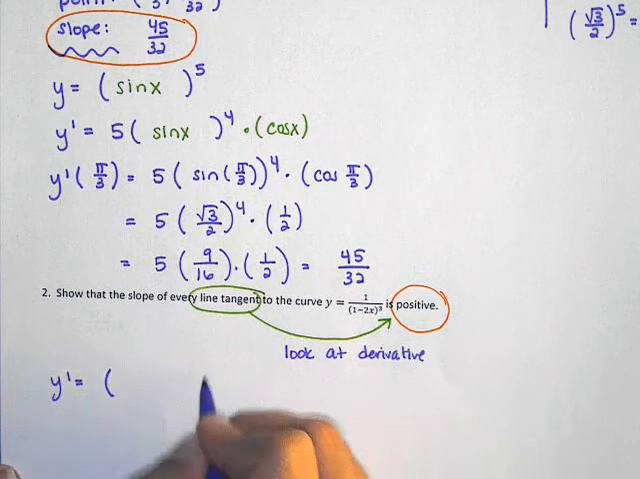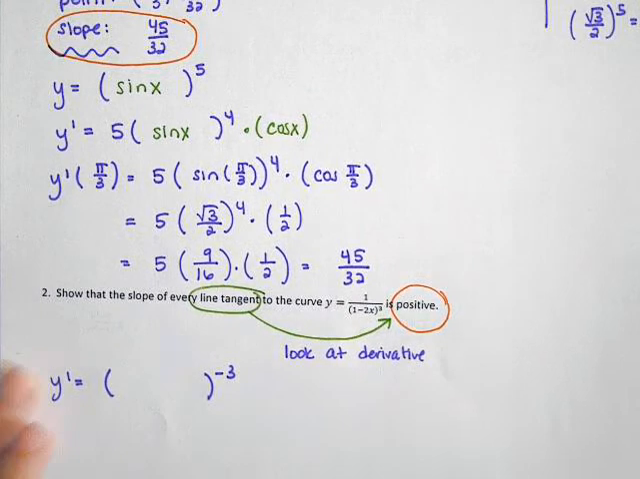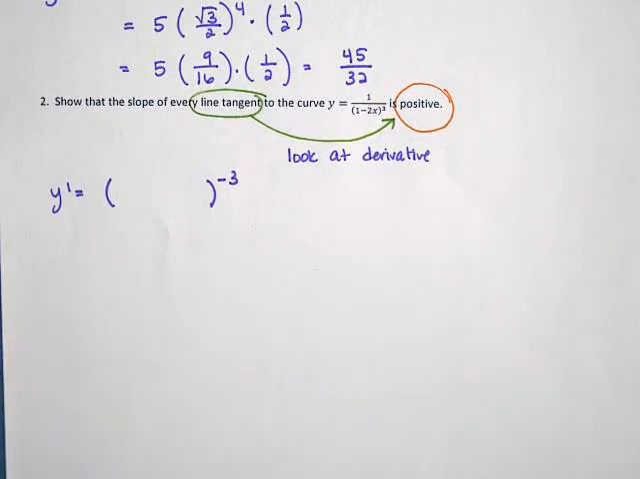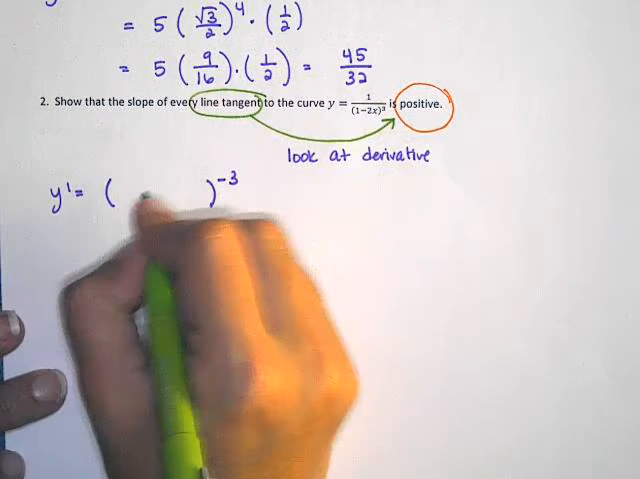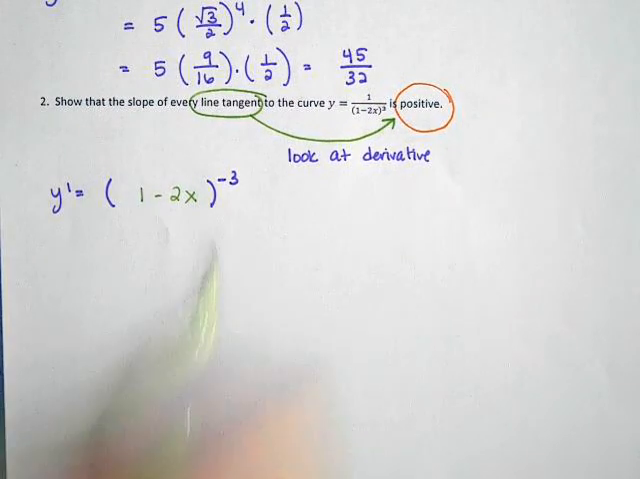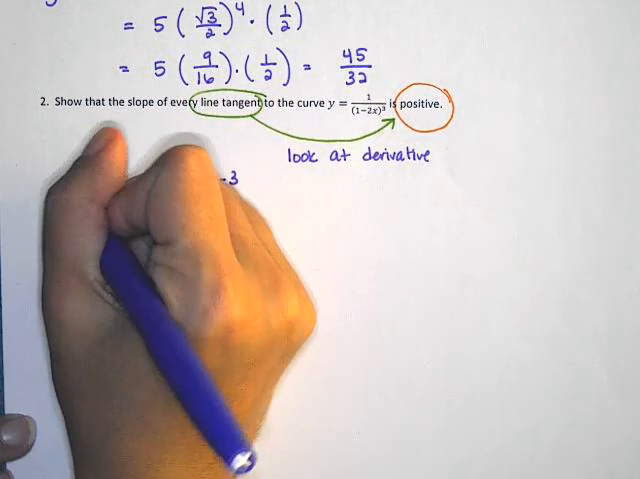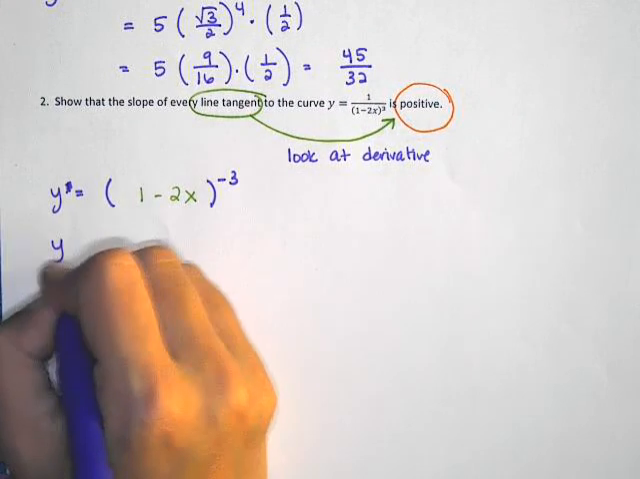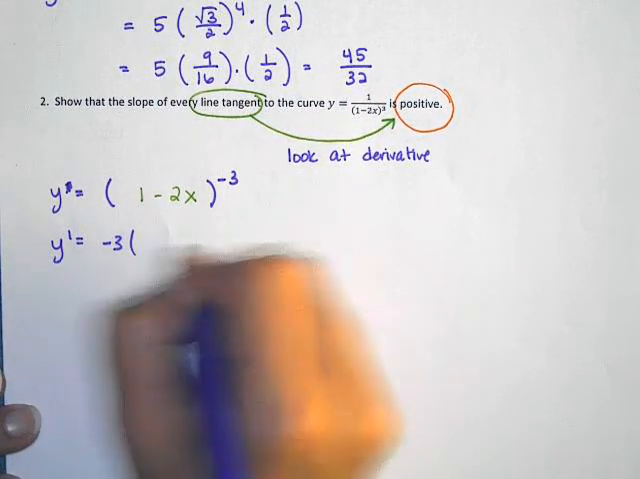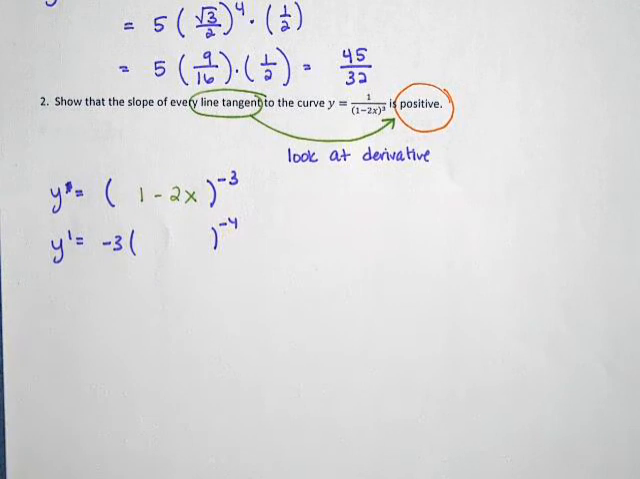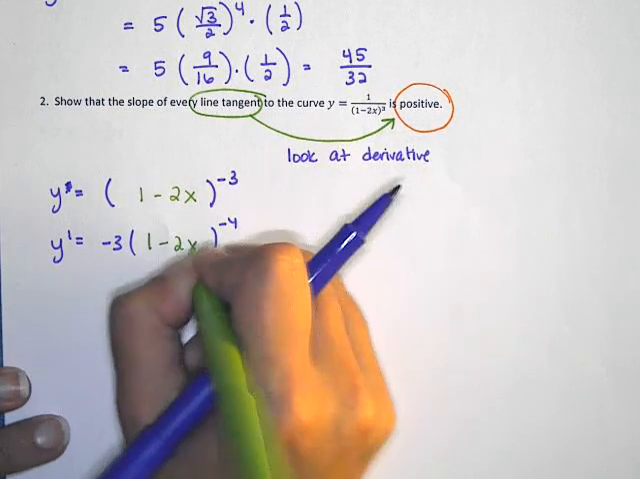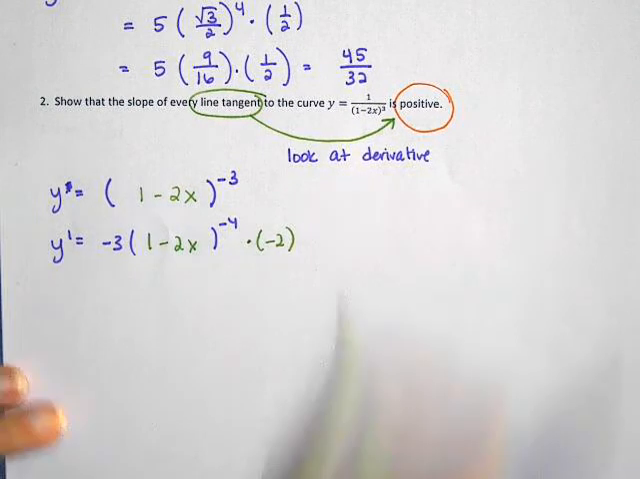I'm going to rewrite this as a problem that is to the negative 3rd power. To me, that's just easier. And I'm going to leave the 1 minus 2x inside. Oops, this is just regular old y, sorry. So now the derivative would be negative 3 something to the negative 4th power. Leave the something alone times negative 2, which is the derivative of the inside.